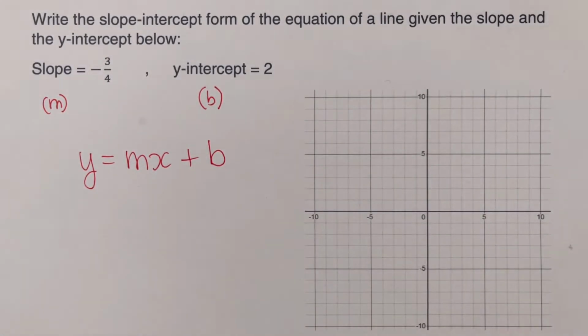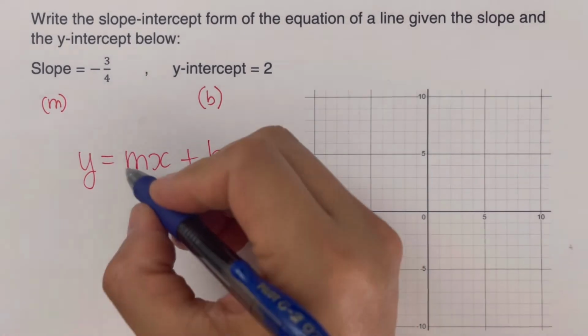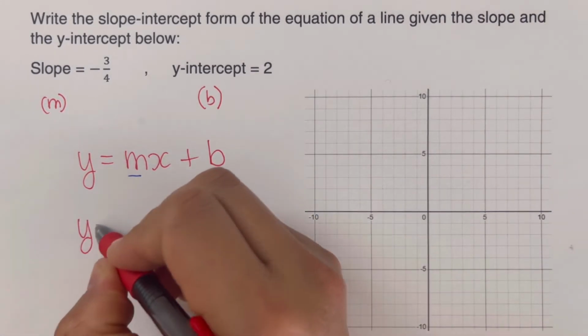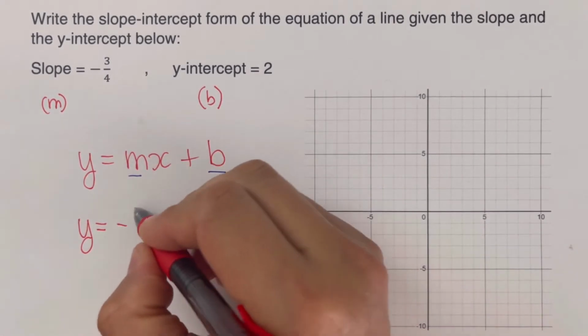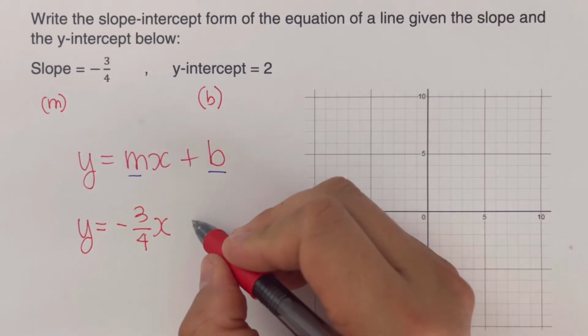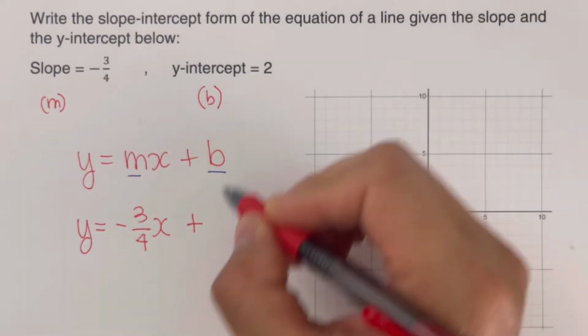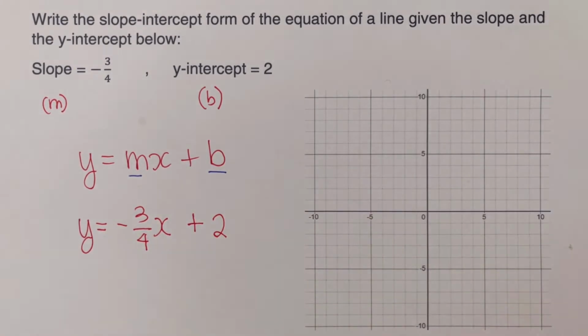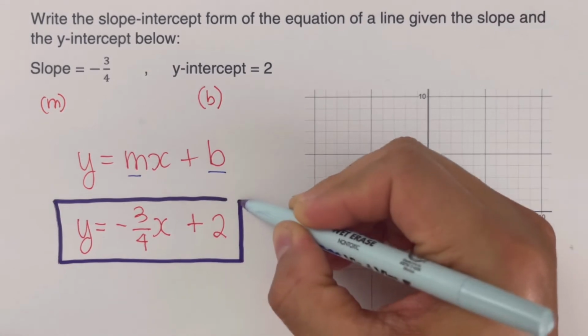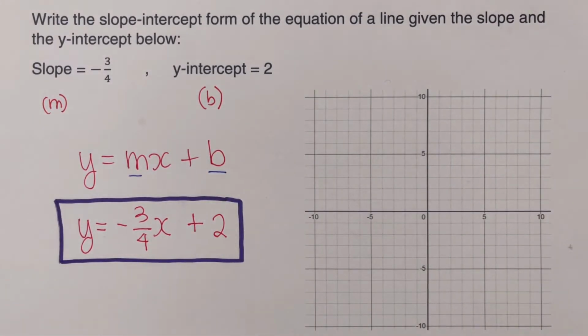So what we are going to do is plug the values of m and b into this equation, and we keep the variables x and y. So our equation would come out y equals, our m is -3/4, and we put the x there as a variable, and then a plus, our b is 2. So this is our slope-intercept form of this given condition, with a slope of -3/4 and the y-intercept of 2.